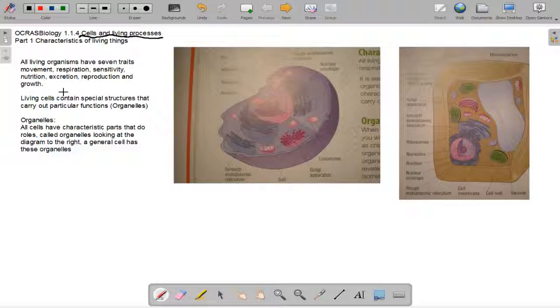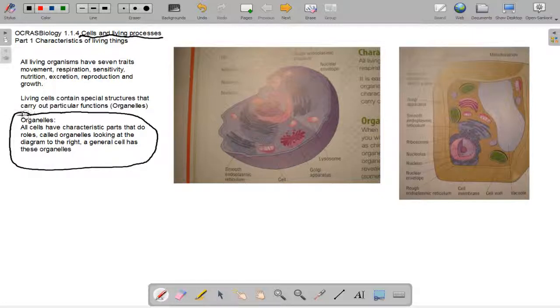Living cells contain special structures that carry out their particular functions, or organelles. And organelles are characteristic parts that do roles. And look into the diagram to the right, they all have different functions. A lysosome contains enzymes, whereas the nuclear envelope contains pores to allow RNA and DNA to pass through.